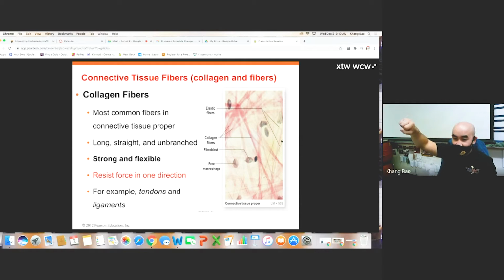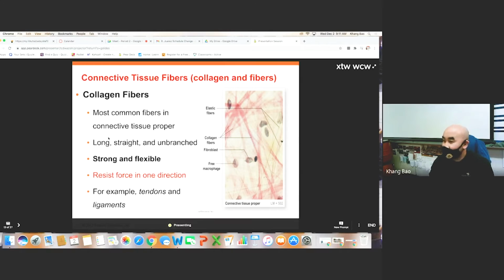I pull one direction. Their job is to bring that rope back. Like think of a rubber band. Pull one direction, and when you let it go, it comes back. And that's because of collagen fibers.